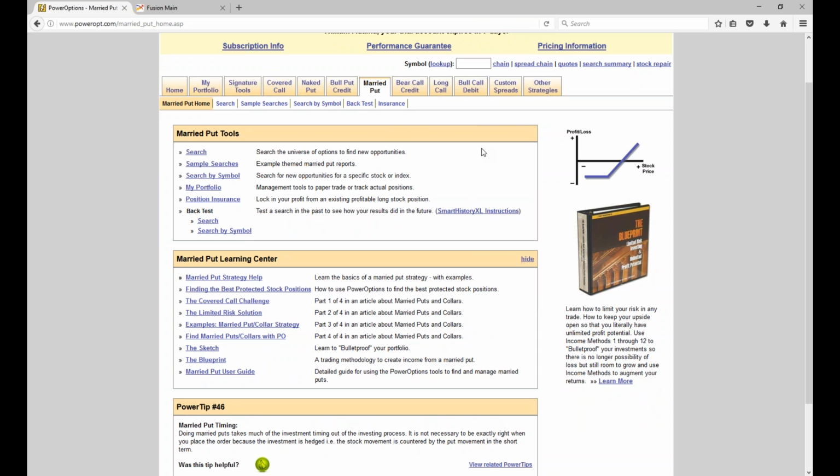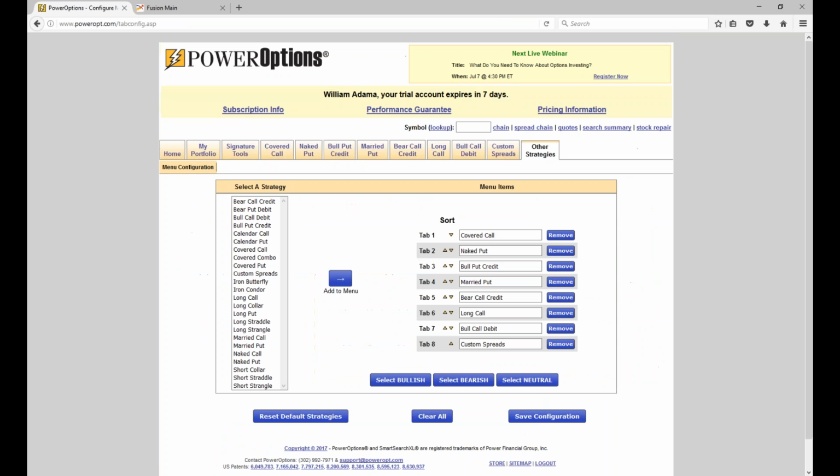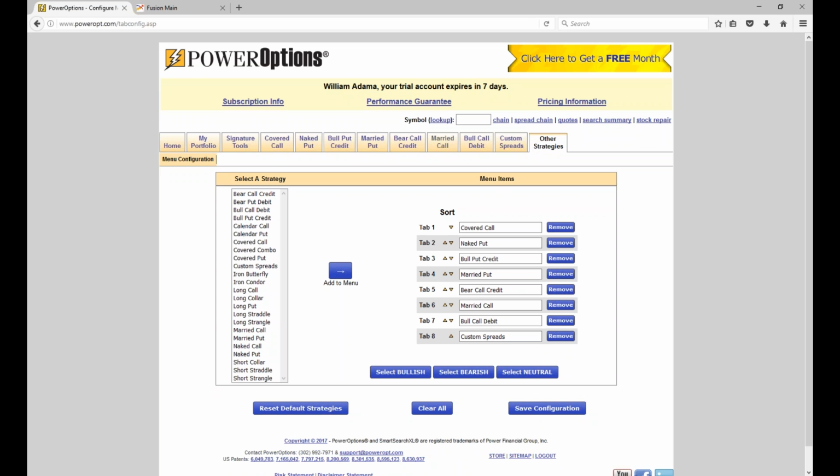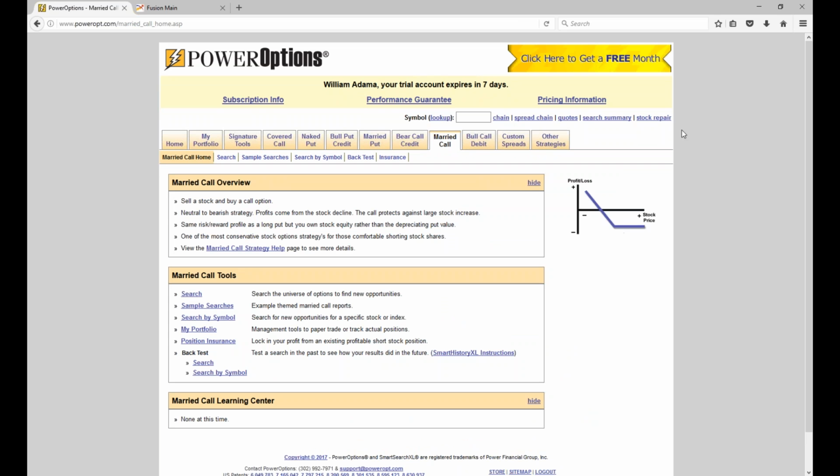Now, am I personally or Ernie personally working on a write-up on how you would reverse the 12 different income methods to switch it from the bullish married put view to the bearish married call view? And the answer to that is no. We're not doing that right now. Okay, I may do that in the near future. But as I mentioned, of course, the married call, instead of buying a stock and buying a put option, we would short the stock and buy a call option to take advantage of the bearish mode. And then you could just reverse the income methods discussed in the blueprint.